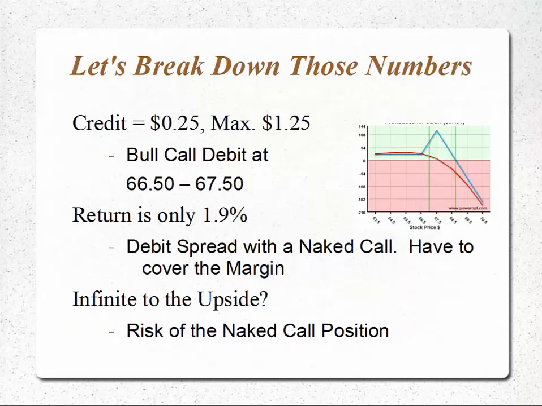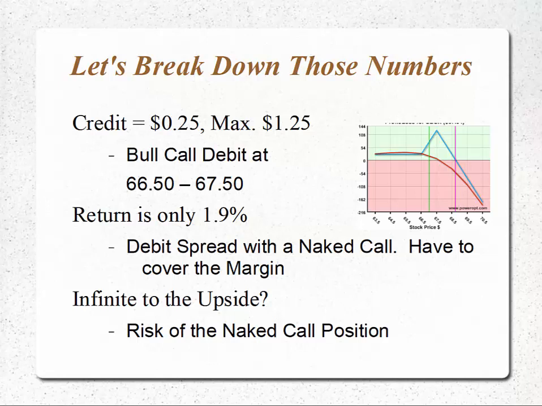But let's break down those numbers further. We take in 25 cents. So if there's a catastrophic drop, a bear market, an unexpected event, we at least keep 25 cents of net credit. The max, again, is $1.25 at the peak, because we can close out essentially that bull call debit spread or that extra long call for a max profit of $1 if the stock's right at 67.50. That return is only 1.9%, and that depends on the margin requirement your broker has for a naked call, because you do have one or two, depending on the ratio you use, naked calls open.